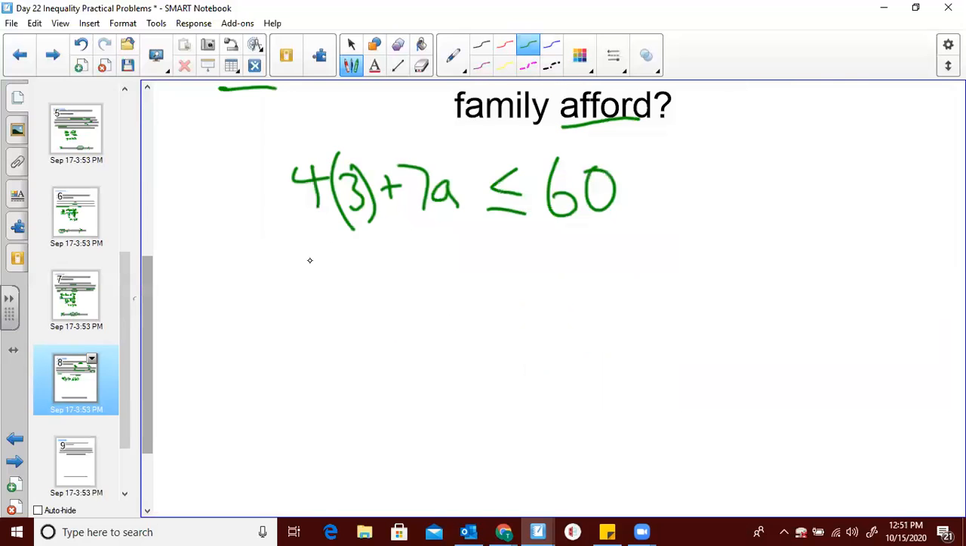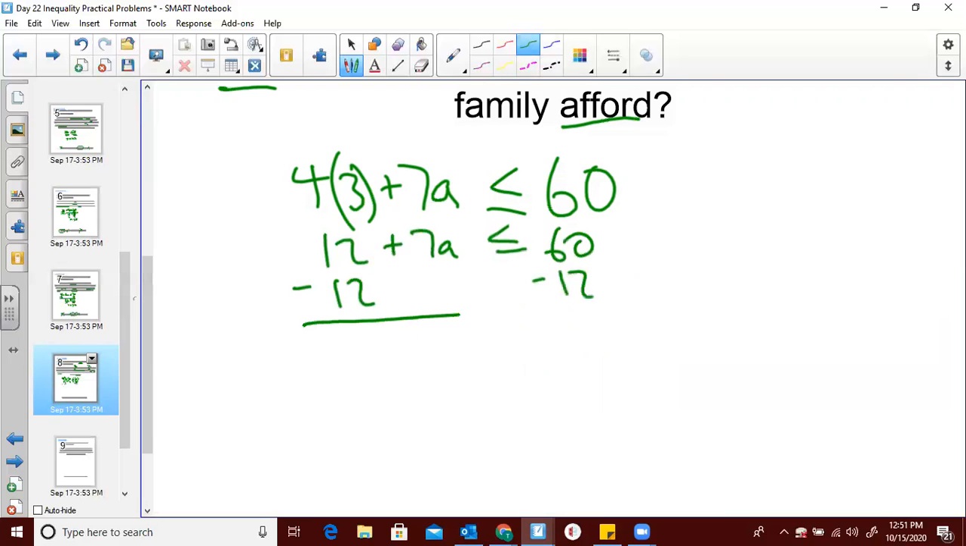So here's a 2-step, but we do have to do a little bit of multiplication here. So 4 times 3 is 12, plus 7A, less than or equal to 60. And it's just a normal little 2-step. You guys should all be pros at this by now. And I believe that is 48.